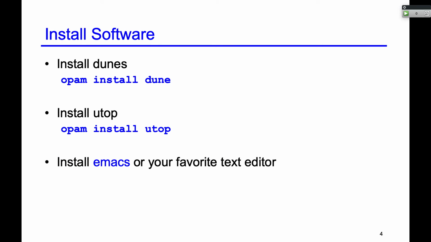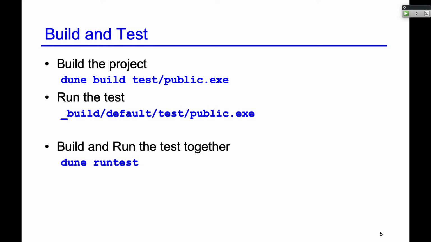Okay, next step. You have to install all the necessary software. That is Dune. Dune is a build tool. You have to run tests and compile using Dune. Next one is Utop. Utop is this interactive shell. We call it top level. And then you also need a text editor, so Emacs, Vim, or anything that you like.